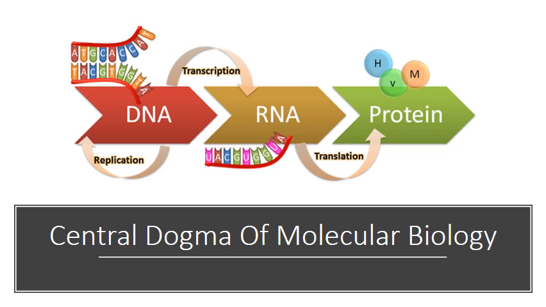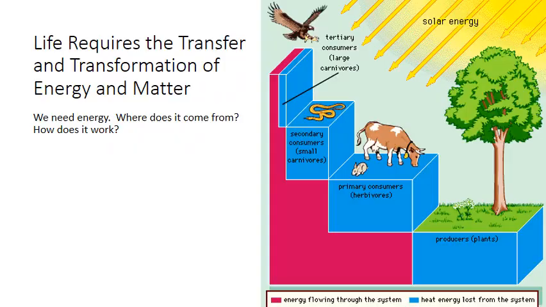So we're going to learn a lot about that transmission of genetic information. Now, in order for life to live, life needs energy. So, third big theme: transfer and transformation of energy and matter. We need energy. So, where do we get the energy? When you need energy, where do you get it? Gabby, where do you get your energy?